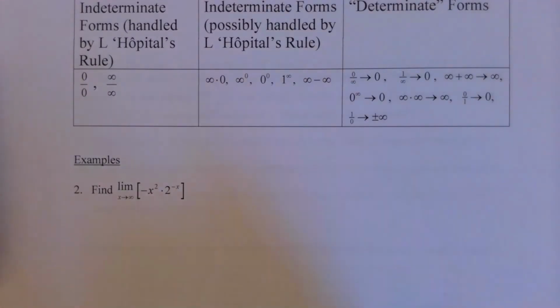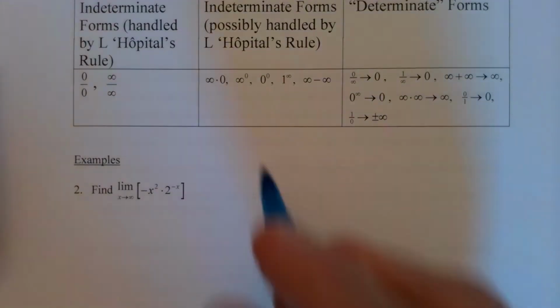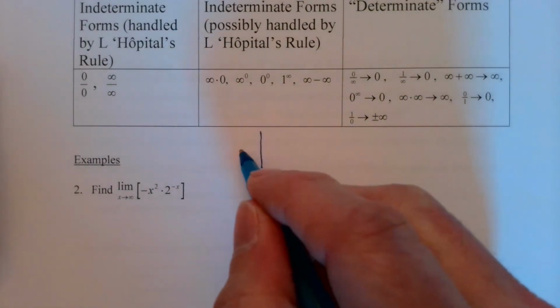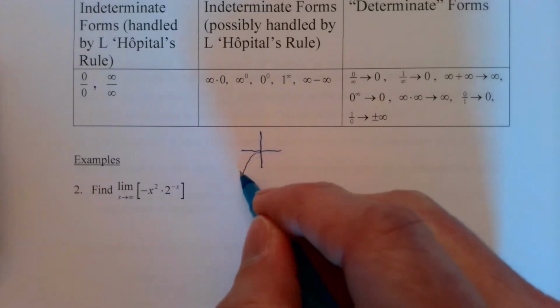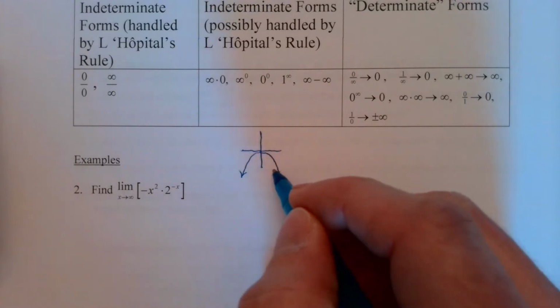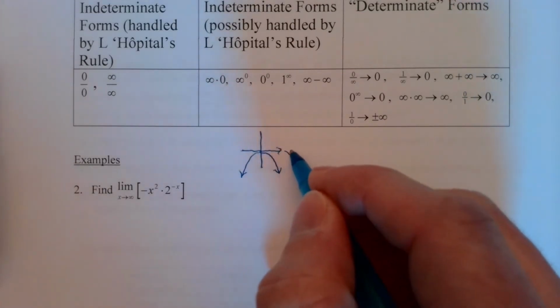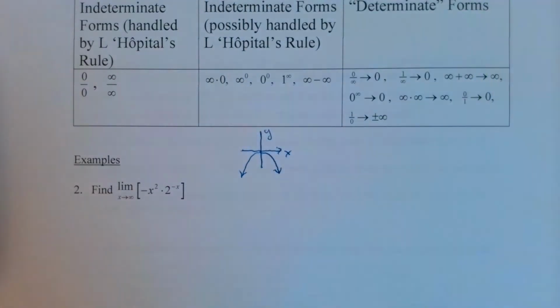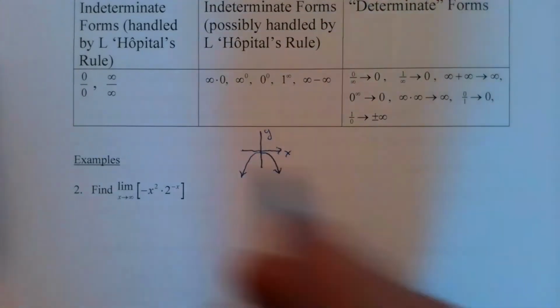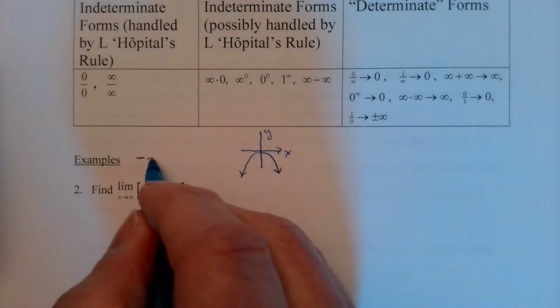When I first plug infinity into these expressions, okay, what does negative x squared look like? Yeah, that's an inverted parabola. Looks something like this. If x is going to go to infinity, where's y going to go? Negative infinity. So far, what do I know about this? I have negative infinity here.